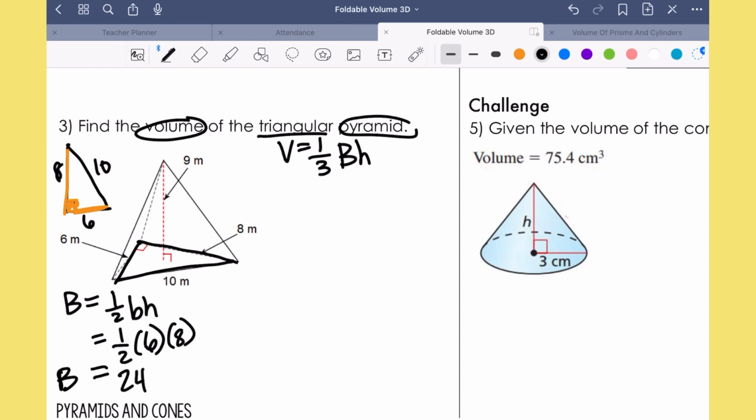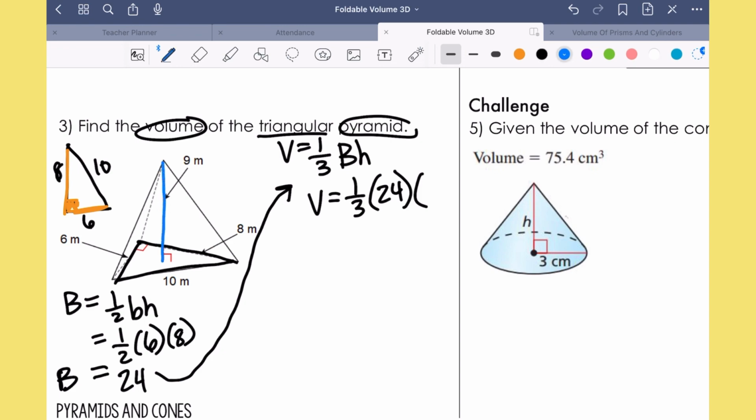So if you did that, great job. If you didn't quite get all of this, just write it down so you have it in your notes. Okay, and we're going to bring it into the volume formula now. Plug in the area, which is 24, the area of that base times the height of the pyramid. The height of the pyramid is 9. Plug that in.